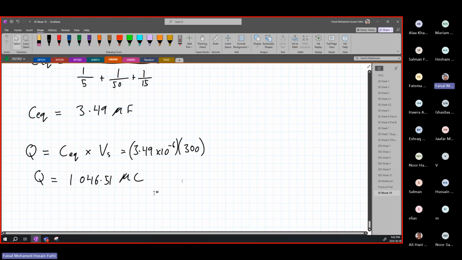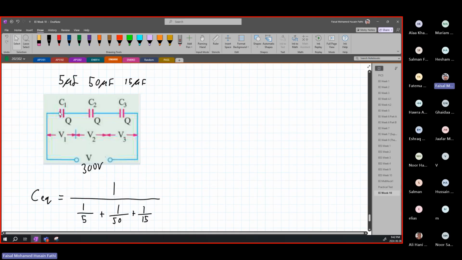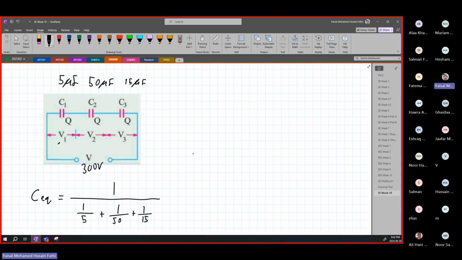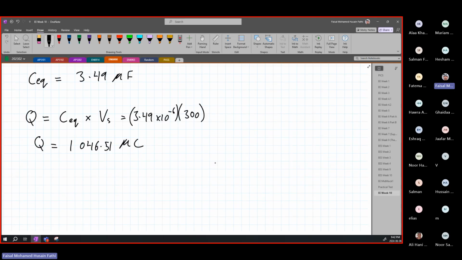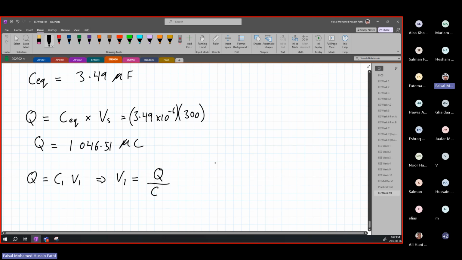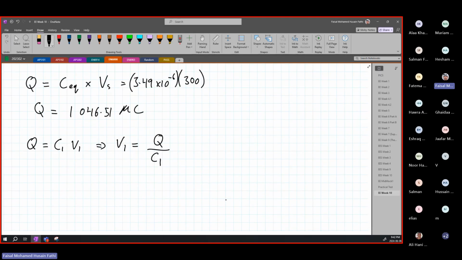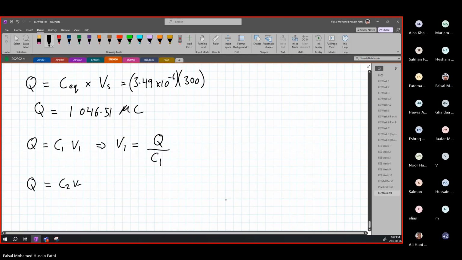Okay. Now that we have found Q, the charge across each and every one of them is the same Q. But what if I ask, what is the voltage across each one of them? How are you going to find it? Remember that Q is equal to C1 V1, so V1 is equal to Q over C1. And we are going to apply the same rule for each capacitor. V2 is equal to Q over C2. And the charge here is not changing.